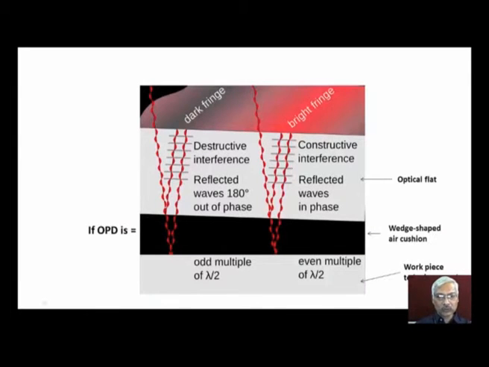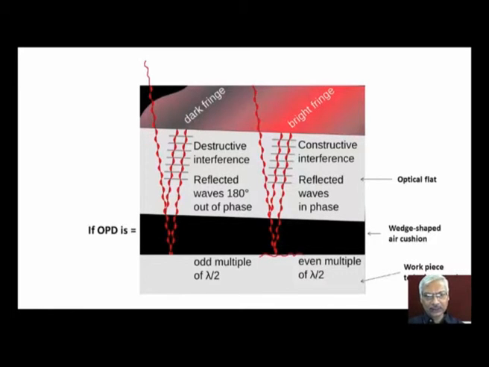Now this shows the formation of dark fringe and bright fringe. So this is the workpiece to be inspected, and this is the surface which is to be inspected for flatness, and this is the optical flat, and there is a wedge shaped air cushion between the optical flat and the work to be inspected. Now you can see here, this is the monochromatic light source, and we are getting the incident light ray, and then it is getting reflected from this point, and it is transmitted and again reflected.